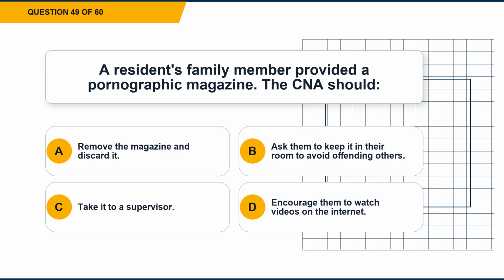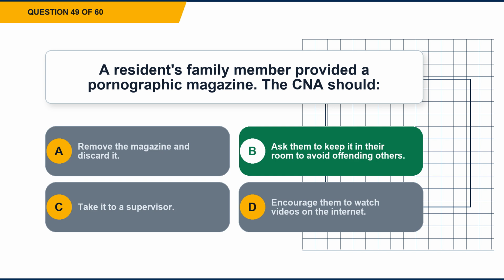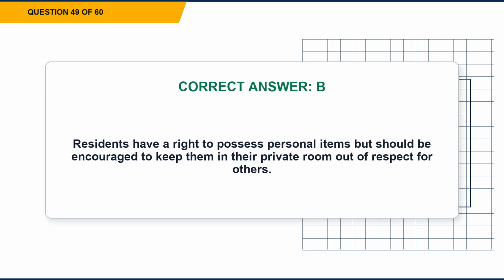Question 49. A resident's family member provided a pornographic magazine. The CNA should. Option A. Remove the magazine and discard it. Option B. Ask them to keep it in their room to avoid offending others. Option C. Take it to a supervisor. Option D. Encourage them to watch videos on the internet. The correct answer is option B. Ask them to keep it in their room to avoid offending others. Explanation. Residents have a right to possess personal items but should be encouraged to keep them in their private room out of respect for others.